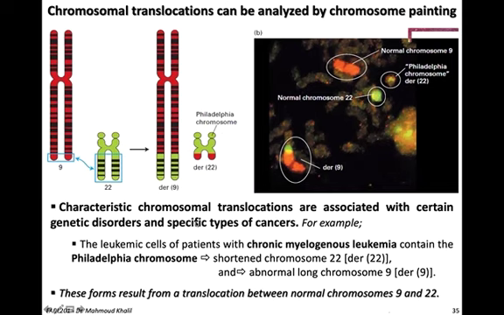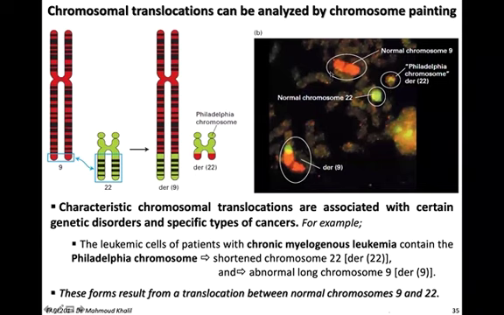This characteristic translocation between 9 and 22 occurs in chronic myelogenous leukemia, and this Philadelphia chromosome is actually a shortened, abnormal chromosome. This individual will have two abnormal chromosomes, a shortened chromosome 22 and an abnormally long chromosome 9. As I said, this results from translocation between normal chromosome 9 and 22. And this can be identified using the fluorescent label to see the difference.